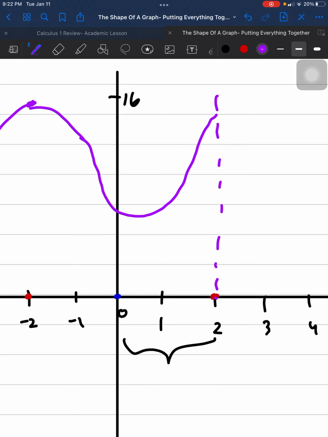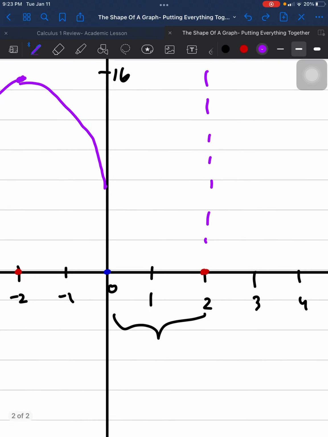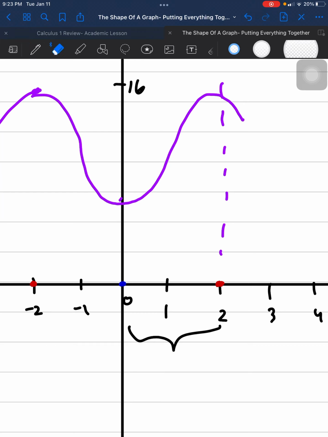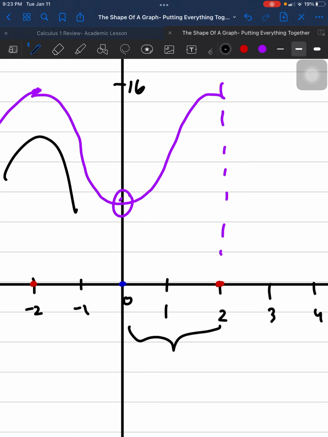Now you see the concavity did change. Let me make this a little neater. So the concavity changes right here. At x equal to 0, the inflection point, the concavity changes from concave down to concave up.